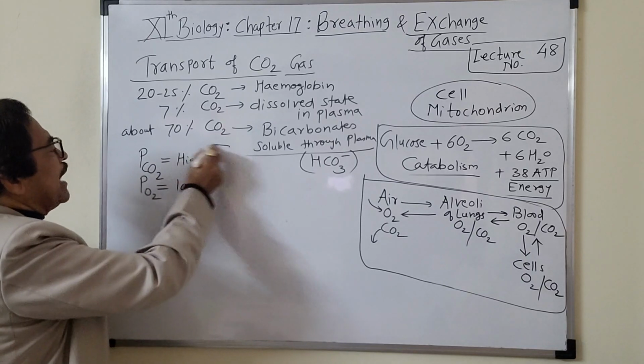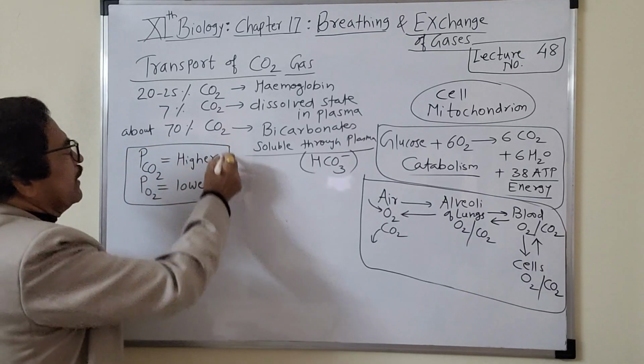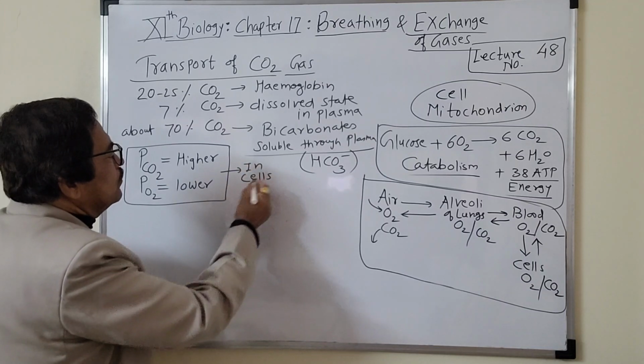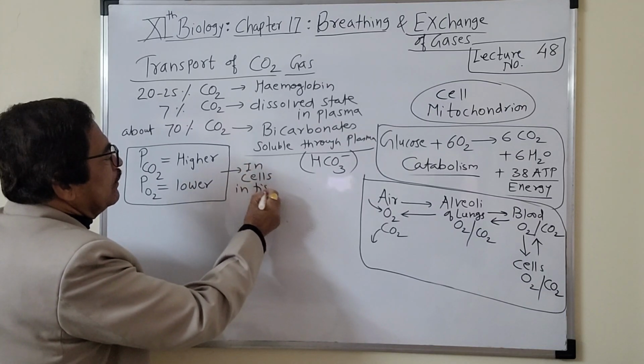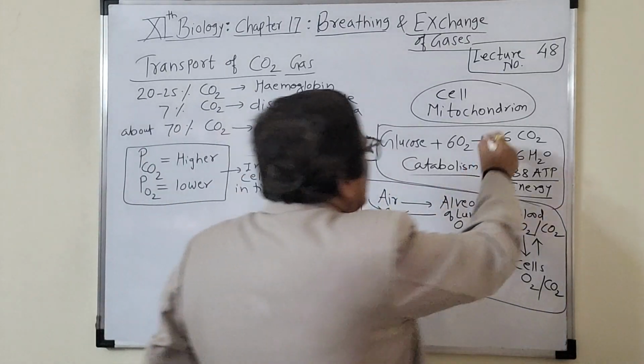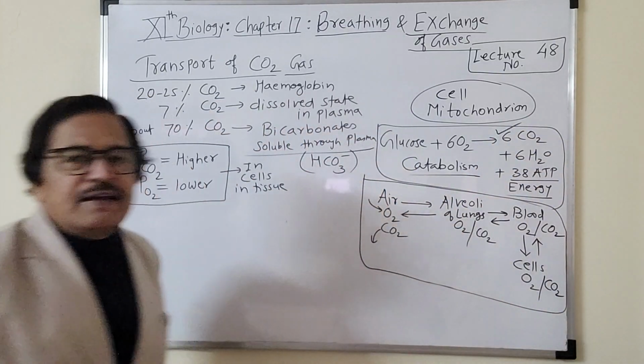तो ये condition कहां पे हो सकती है? कुछ imagine कर सकेंगे? That will be in the cells, in the tissues. Okay, when that is formed by the catabolic reaction. ये reaction से जब बनता है CO2, so this will be the case there.